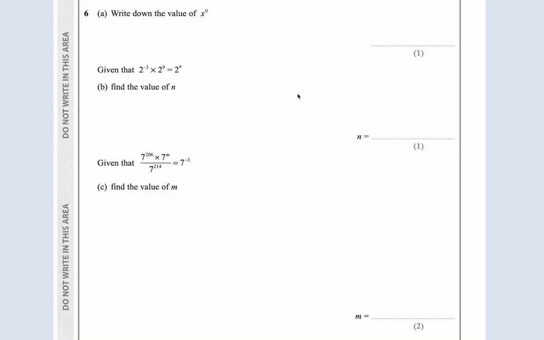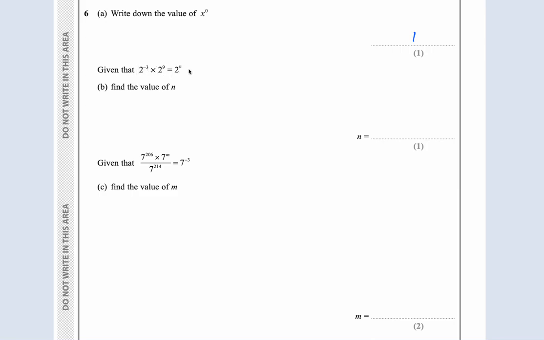Write down the value of x to the power of 0. Right, this is easy, guys. Anything to the power of 0 is 1. If you're not sure, put it in your calculator. Do 10 to the power of 0 and you get 1. Part B. Given this, find the value of n.